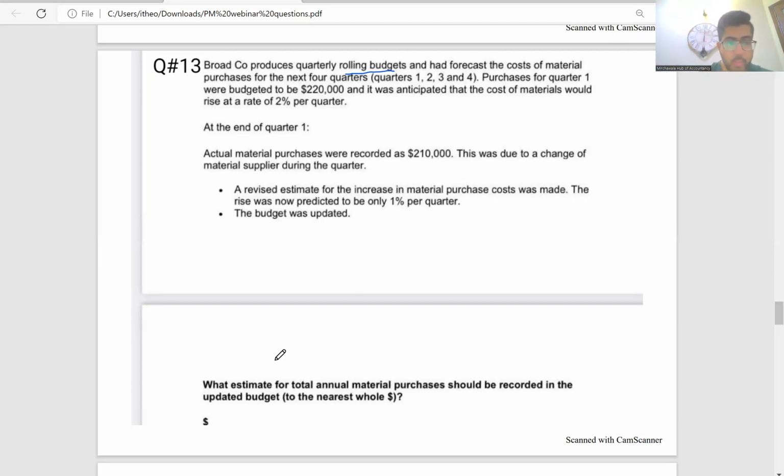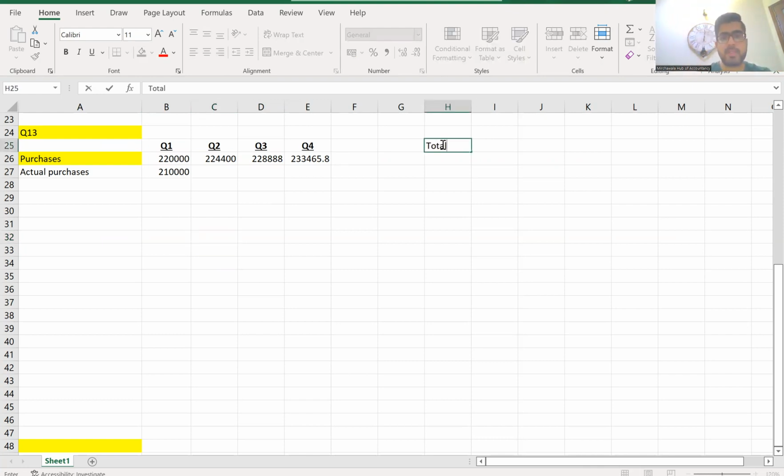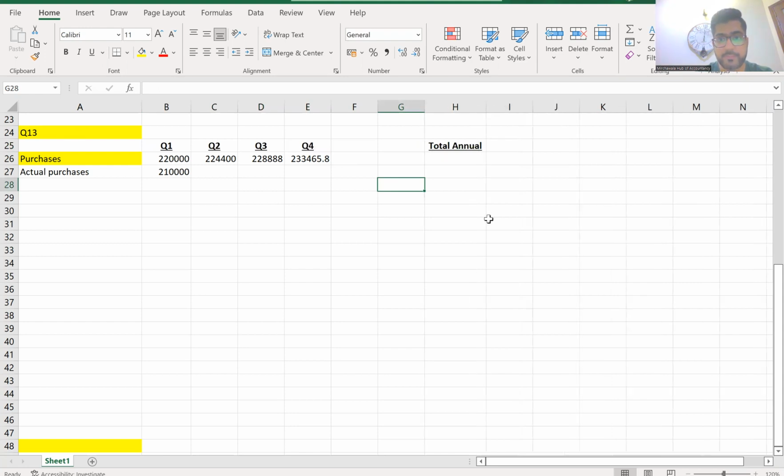The budget was updated. What estimate for total annual material purchases should be recorded in the updated budget? It's very simple. You made a budget for the first 4 quarters, 1, 2, 3, 4. The budget of quarter one was 220,000, and it increases by 2%. Actual purchase was 210, and now it was anticipated that it would only be 1% per quarter. So you need a figure for the total annual material purchase budget in the updated budget.